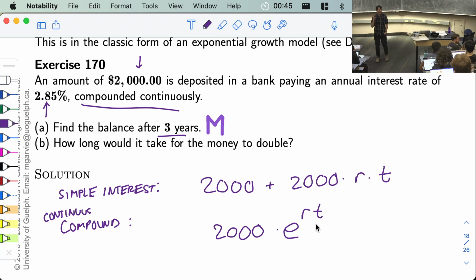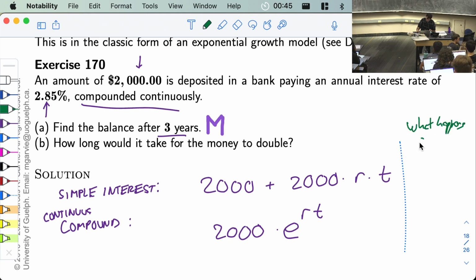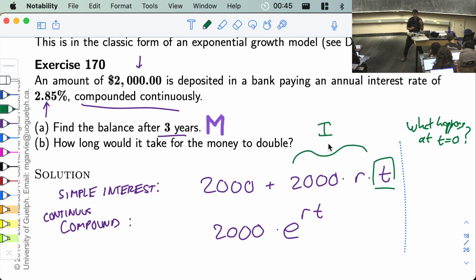A really simple way, this is how I remember it. If I ever get confused, I think of what happens at t equals 0. At t equals 0, it's supposed to tell us the amount of money we started with. In the simple interest, if you put in t equals 0, this whole term kind of cancels away, right? It's r times 0, the second term, this term representing how much interest you got, that will be 0. So when t equals 0, in the simple interest case, it's $2,000 plus 0.